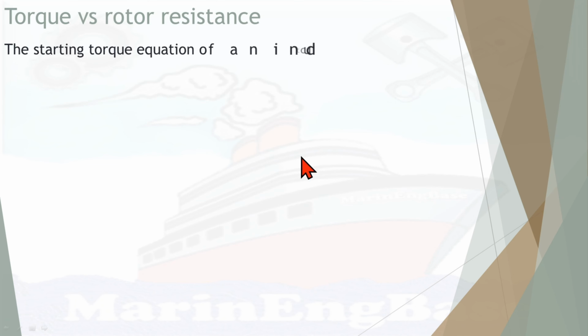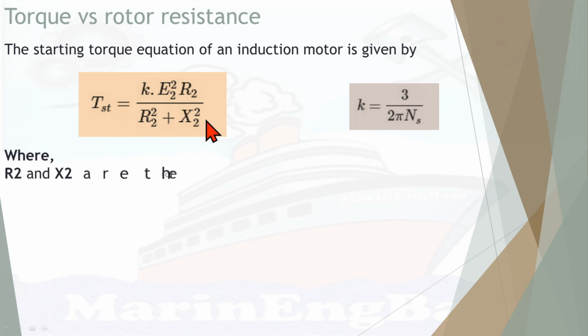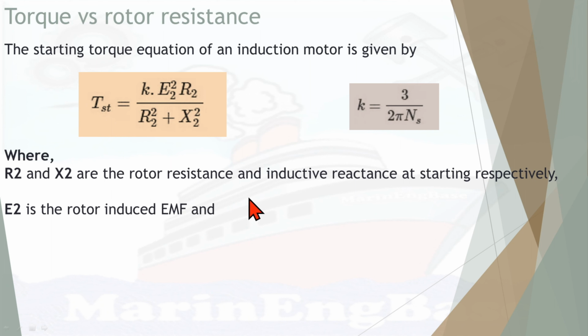Next, as we discussed, we know the torque. The starting torque of a motor, the relationship basically we can take as a constant, this K constant. And then we can consider the rotor resistance and the rotor reactance. So the starting torque is basically a function of rotor resistance. It's proportional to rotor resistance. If you want to increase the starting torque, then you have to increase the rotor resistance.